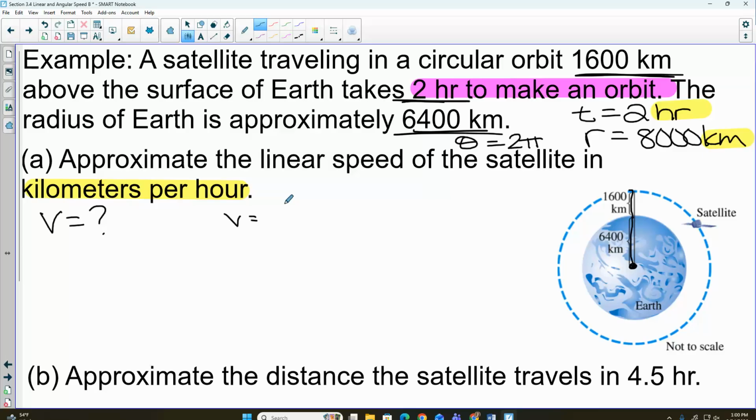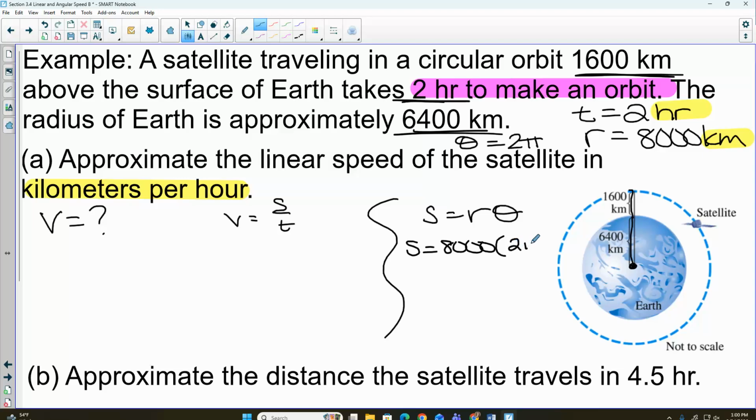So if I want to do v equals s over t, we said we would have to find s first, and s is equal to r theta. Do I have the information to find that then? Yeah. My r is 8,000, theta is 2 pi. So s is 16,000 pi. So now v equals s over t.